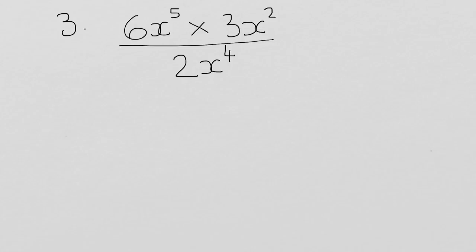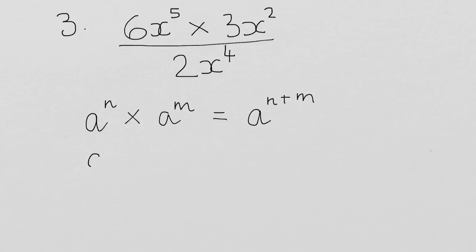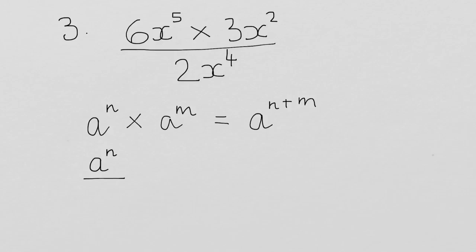Question 3, laws of indices. So, hopefully you remember that if you have a to the power of n times a to the power of m, you can simplify that by doing a to the power of n plus m. So add your indices together. If you have a to the power of n divided by a to the power of m, then you can do a to the power of n subtract m.